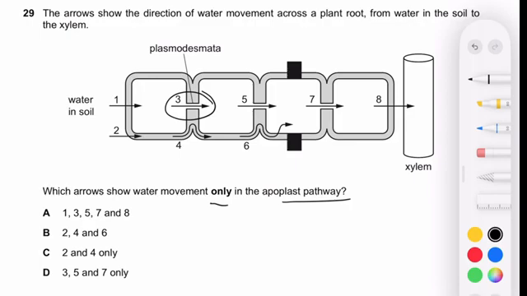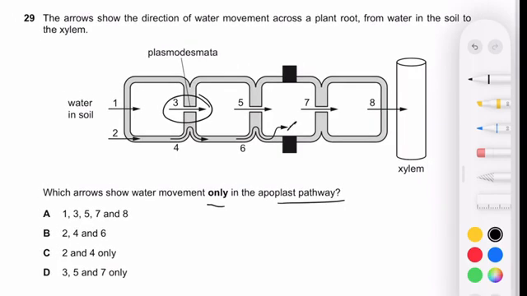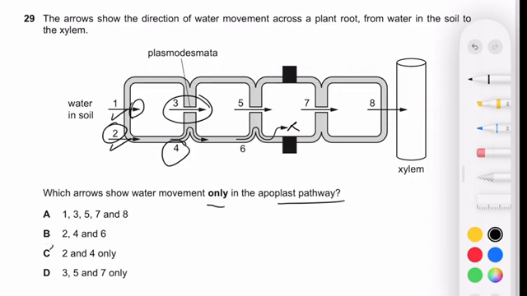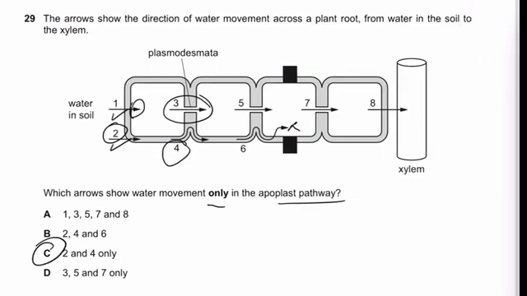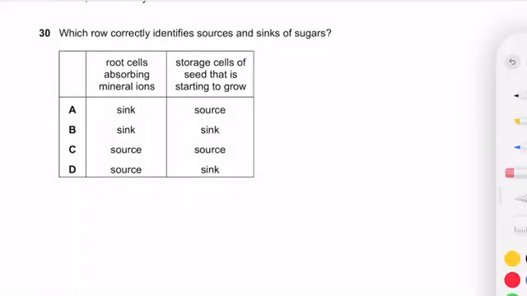So for the apoplast pathway, this one is wrong because it passes through the cell surface membrane and cytoplasm. This is also not it, no. And I think it's going to be 1 and 2, because we only see them passing through. But no, 1 doesn't, 2 is wrong. I think 4 is right, 2 and 4, which is C. Now moving on.